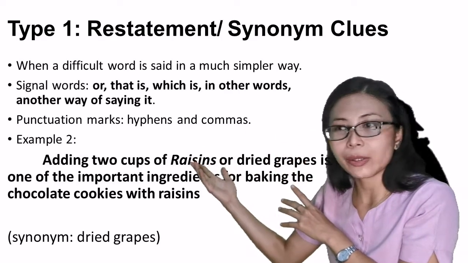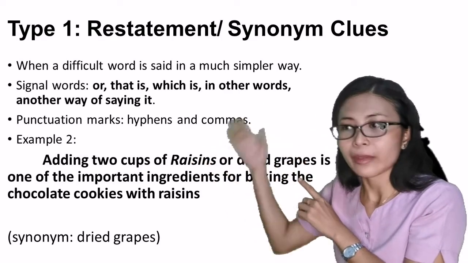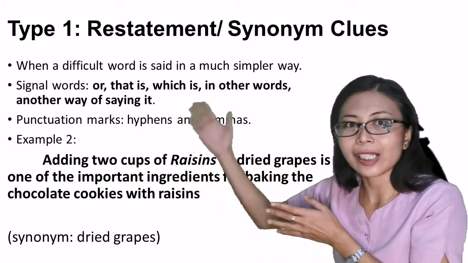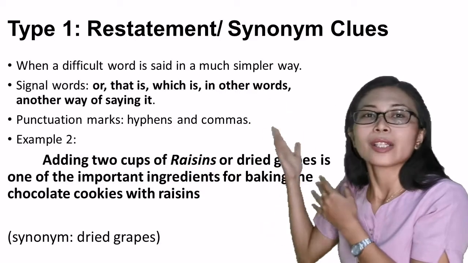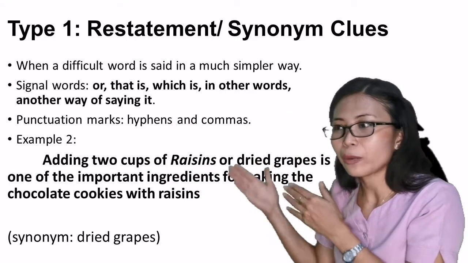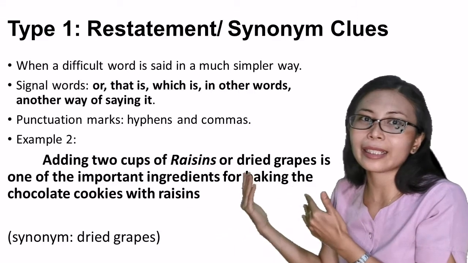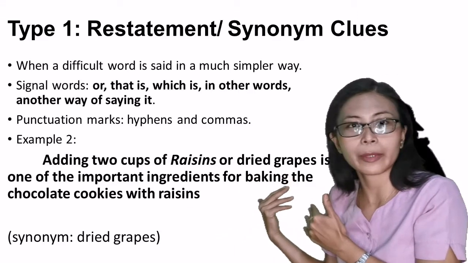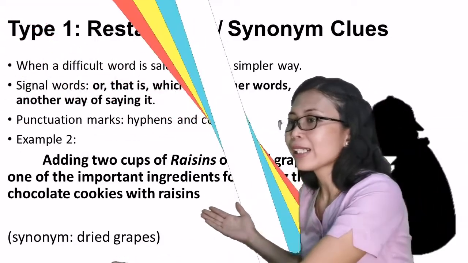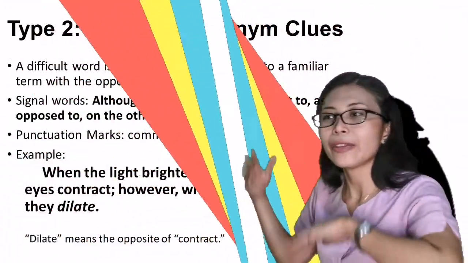The signal word used is "or" again. Now, it means that raisins is also a dried grape. Raisin is the restated word for dried grapes, or the synonym. Okay?